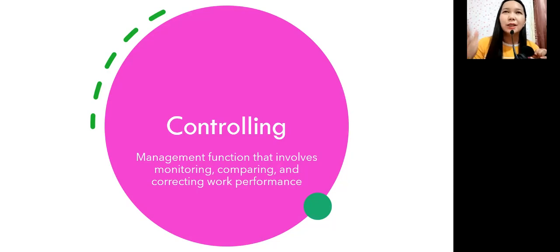So that is controlling, and it makes sure that you're on the right path. As we say, planning is important, but implementation is important too. What if the planning is good, but it was not implemented properly? That is the role of controlling. Okay, so I hope that is understood.